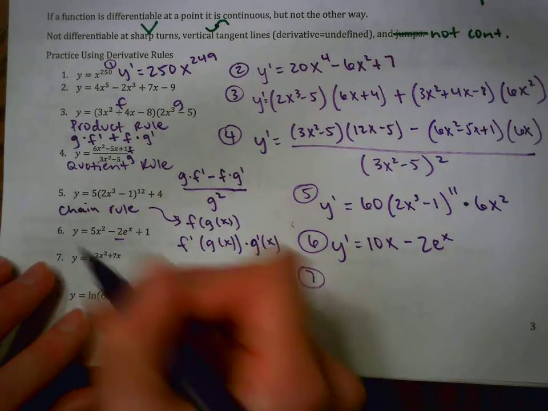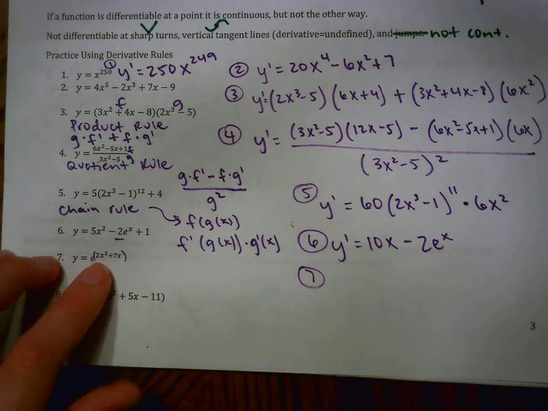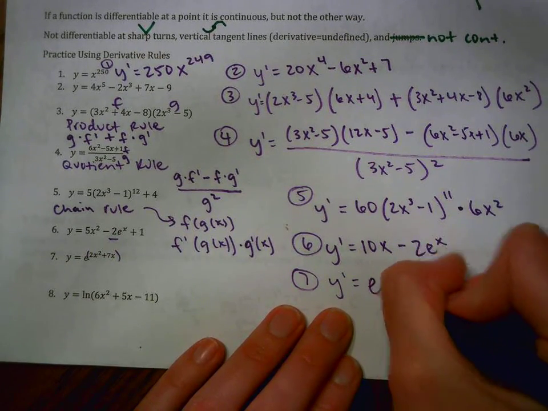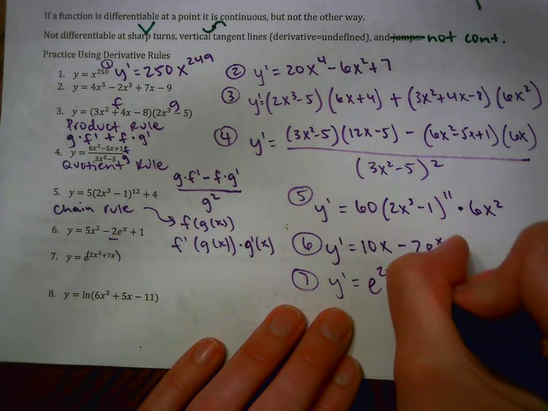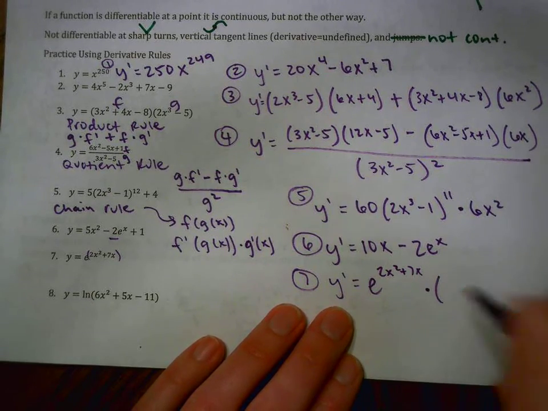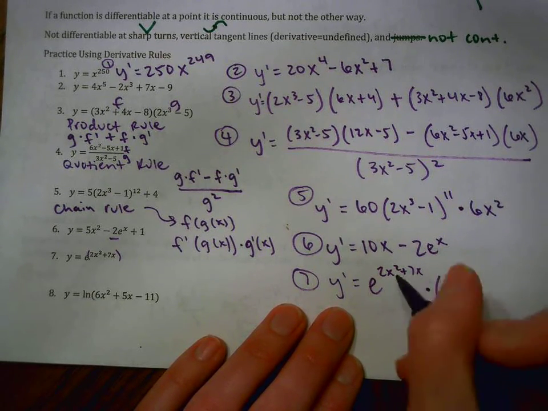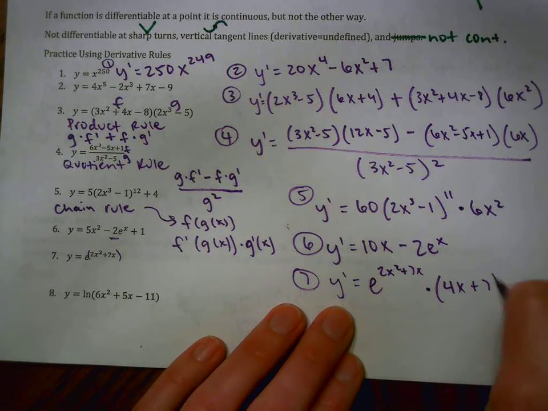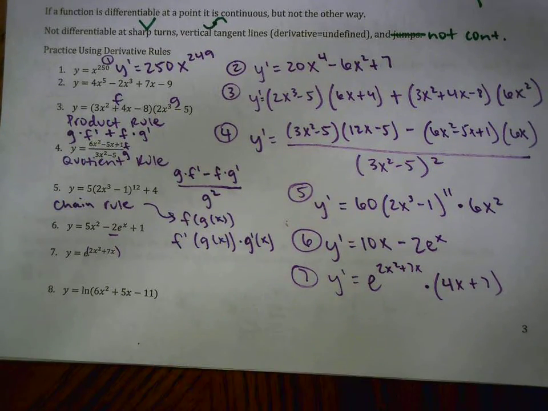7. Now this is all in the exponent. So when you do derivative of exponential, you keep it the same, times the derivative of the exponent. It's chain rule. The inside is the exponent. So that'd be 4x plus 7. And I would just leave it like that.